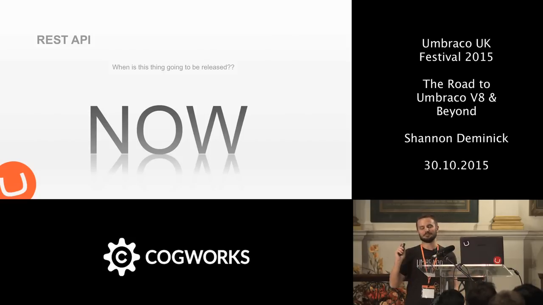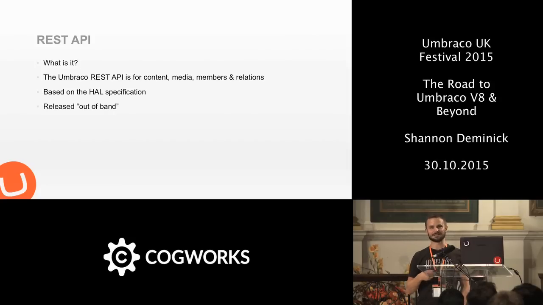So briefly describe what the REST API is. It's an Umbraco-supported REST API that we're releasing out of band. It supports content, media, members, and relations, queries, basically all the CRUD operations. It's based on something called the HAL specification. You can read all sorts of stuff about this online and also at the GitHub repository for the REST API, which I'll show you in a second.